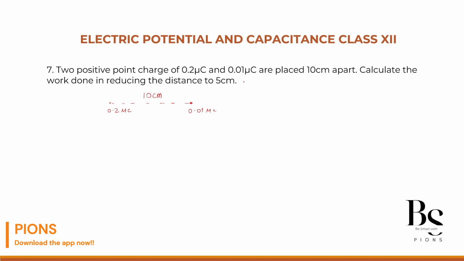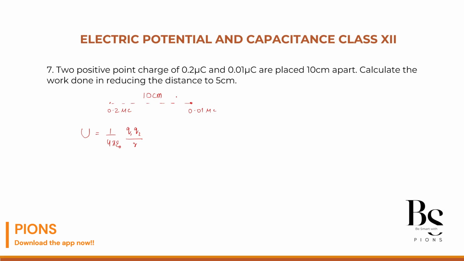Now 90% people will do what? They'll straight away write K Q1 Q2 by R and take R as 5 centimeter. That's not correct. Let me first write the formula for work done. In case you are not familiar, I have already explained work done is potential energy. Potential energy is the work done. So that will be 1 by 4 pi epsilon naught Q1 Q2 by R. The majority of people go wrong here, they directly take R as 5 and solve and that's the answer. No. When you already have them at the position of 10 centimeter, there was some potential energy.